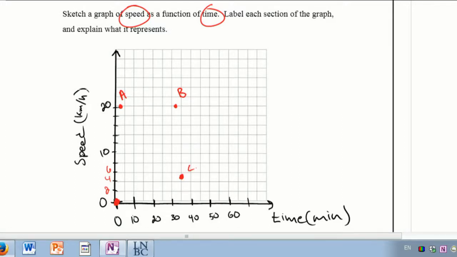And then decrease to about 5 for 10 minutes. So 35 to 45. She was at 10. And then she cycled up a hill and she stopped for 10 minutes. So if you cycled to the top of a hill, you would probably stop. If you're stopped, your speed is going to be 0.